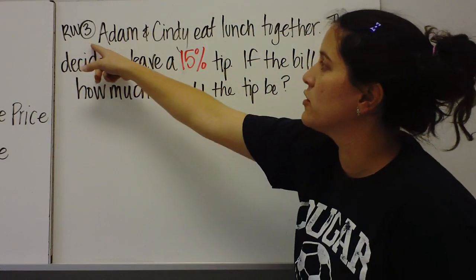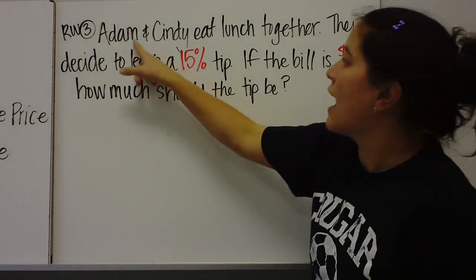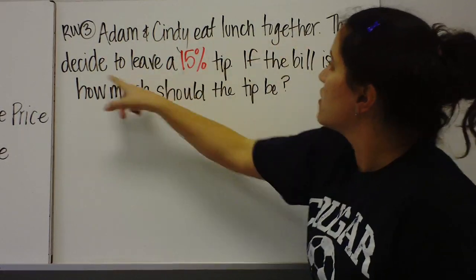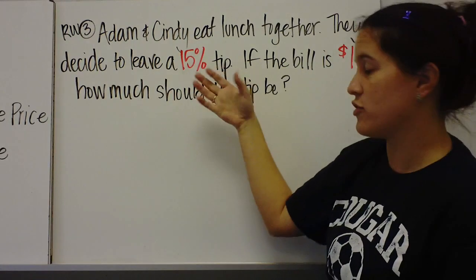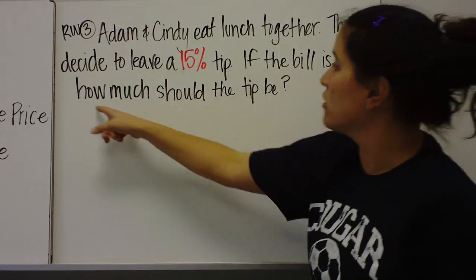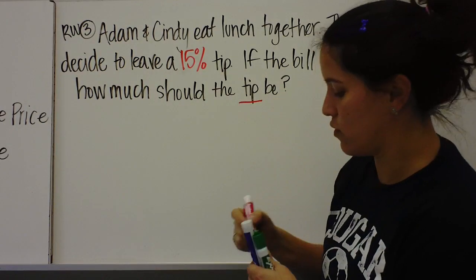All right, real world number 3. Pause it so you can copy it. Adam and Cindy eat lunch together. They decide to leave a 15% tip. So they're going to tip their waiter or their waitress. If the bill is $16, how much should the tip be? So underline the word tip. That's what we're looking for.